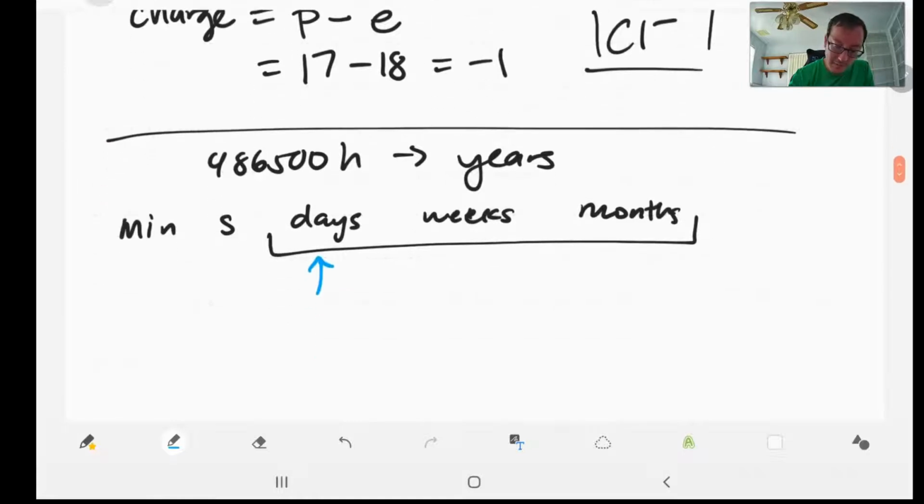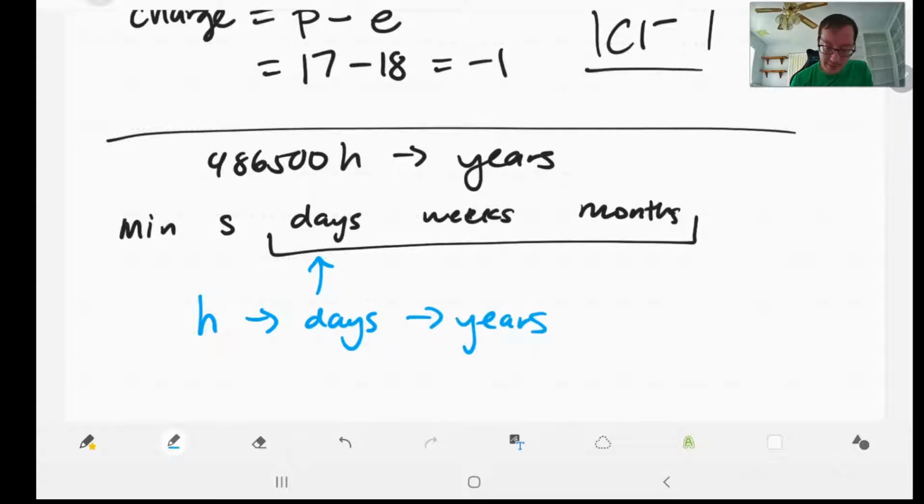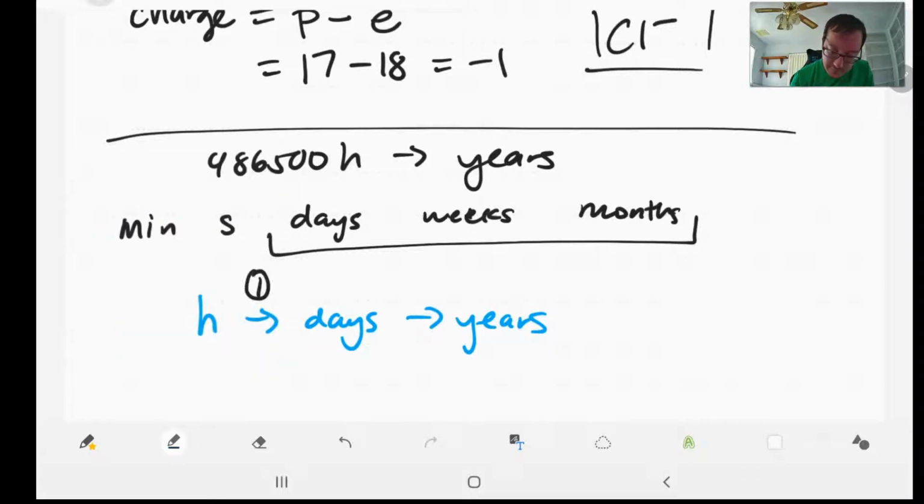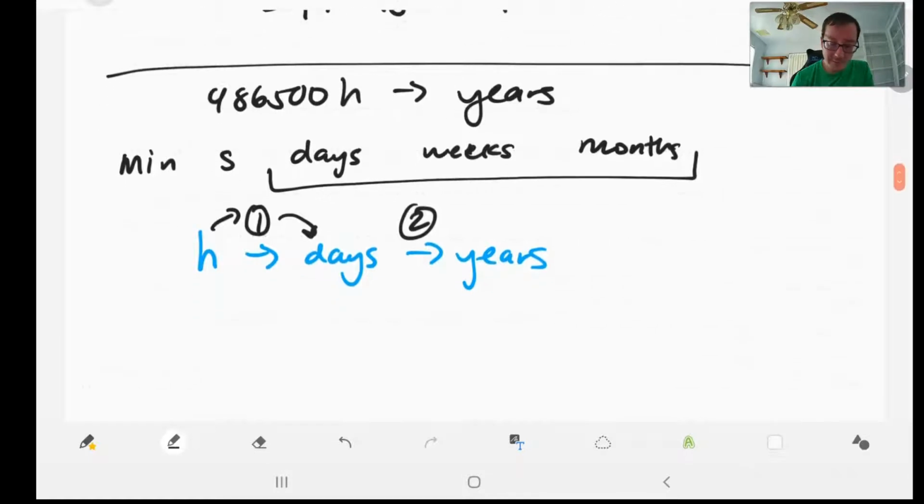And let's see how we can set that up. So if we want to go from hours to days to years, every time we make a plan like this, we're essentially going to look at using one conversion factor per arrow that we have here. So this would be our first conversion factor and our second one. And our first conversion factor has to take us from hours into days. And hopefully we'll remember, oh, that's right, it's 24 hours is 1 day. That number we do know. So that's going to be our first conversion factor.